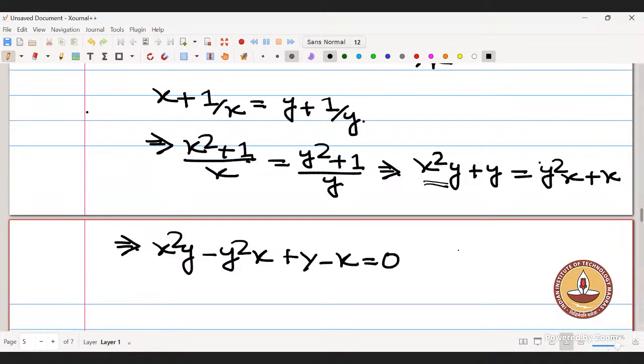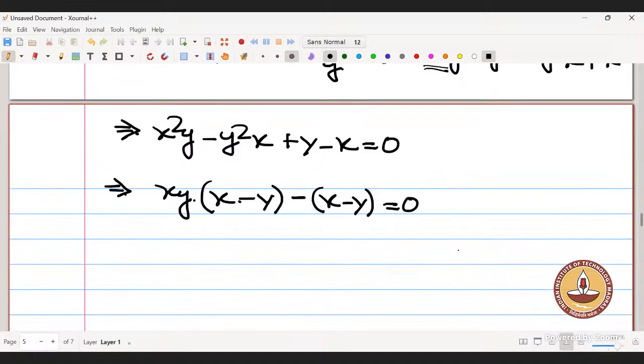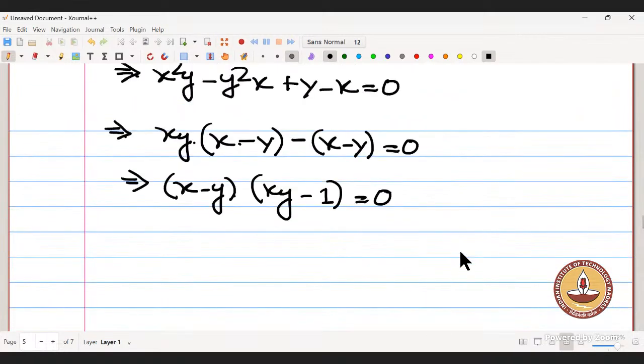Correct. So I'll get this one, right? So then what can I do? I can take common xy from here, right? So what will I get? x minus y, I guess, minus 1 into x minus y equal to 0. So you'll get two results, xy equal to 1 and x equal to y. xy equal to 1 is not possible for natural numbers.